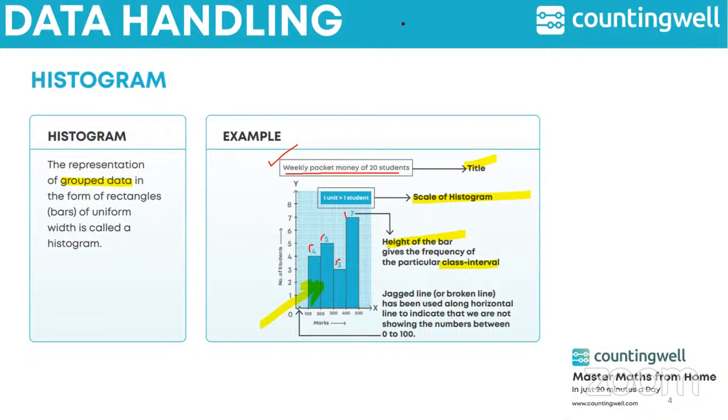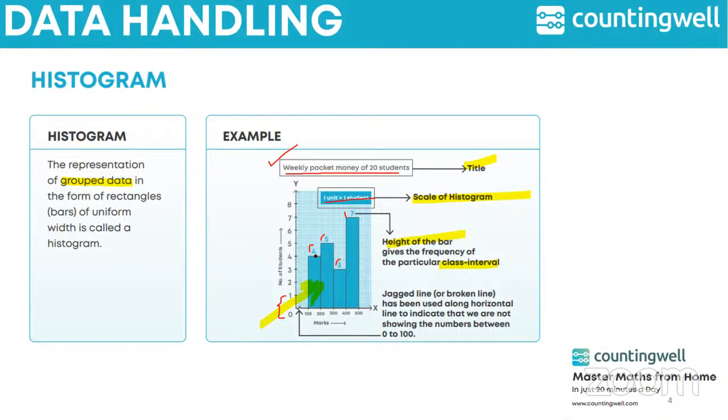Correct? So we have data of how many students? 20 students. And here 1 unit is equal to 1 student. This is nothing but the scale of the histogram. Here you can see on the y-axis we have 0, 1, 2, 3. So this 1 unit shows the number of students as 1.